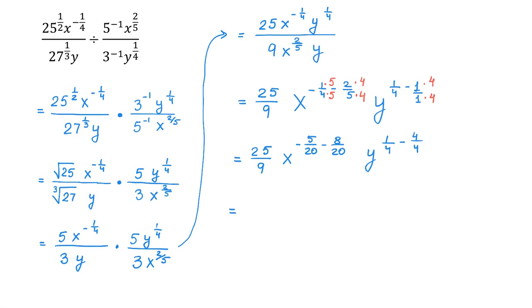Let's continue from here. 25 over 9 x, and then negative 5 over 20 minus 8 over 20 makes negative 13 over 20. And let's bring down y, and 1/4 minus 4 over 4 is negative 3 over 4. Now we see that both x and y have negative exponents, so both of them have to go down next to 9, and their exponents will be positive. So let's start a fraction, and in the numerator we will just keep 25, but in the denominator we have 9, and now we will bring down x, and the exponent will become positive 13 over 20, and we will also bring down y, and the exponent will become positive 3 over 4.